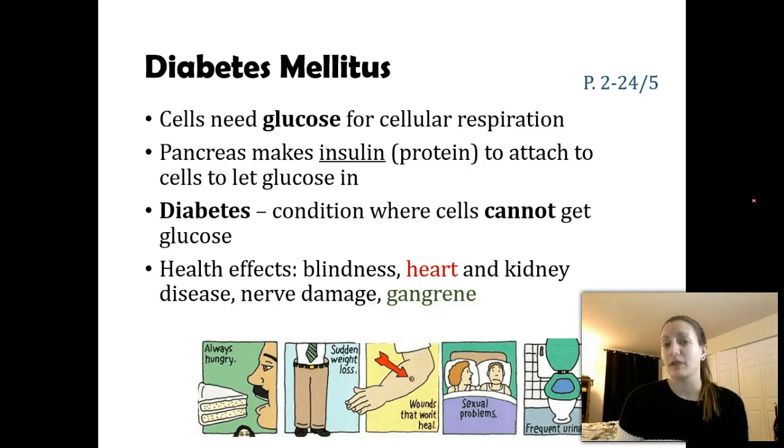Now, having a lot of blood sugar or blood glucose, a very high level, can cause health effects on its own. Organs do not like having a lot of sugar in our blood, the same way some organs like the liver don't like having a lot of alcohol in the blood. So some of the negative health effects of diabetes, if gone untreated, are blindness, heart and kidney disease, nerve damage, gangrene. Gangrene is what leads to amputations. So very serious effects if gone untreated.